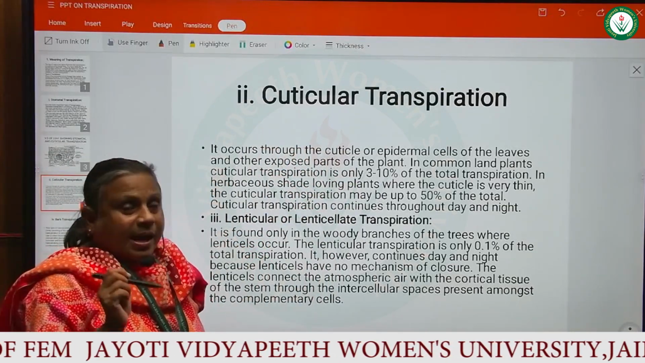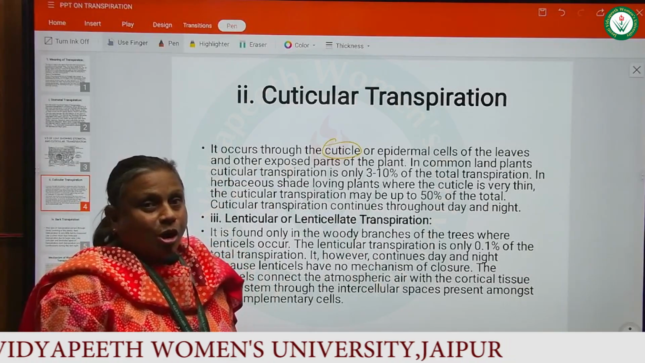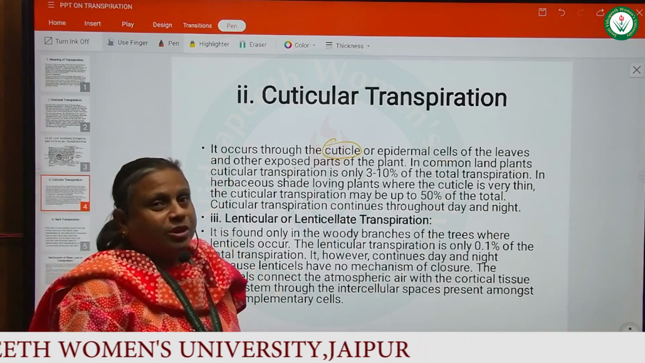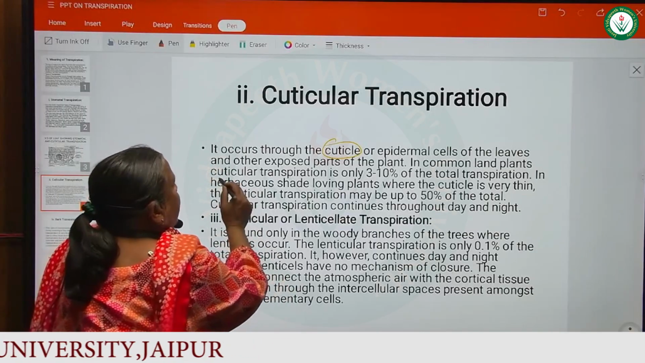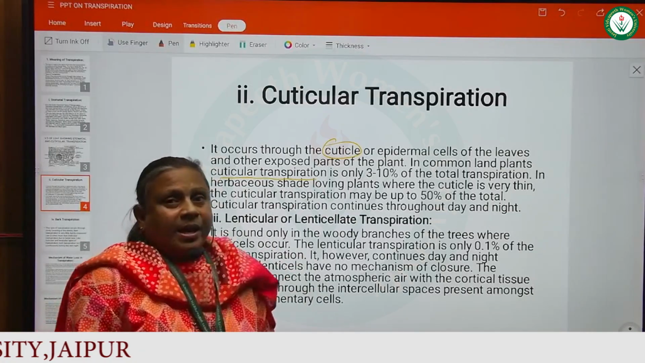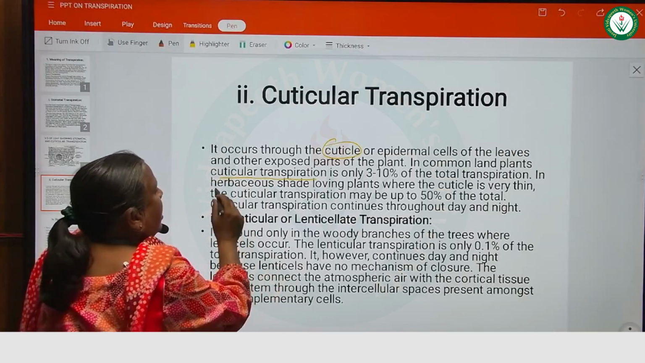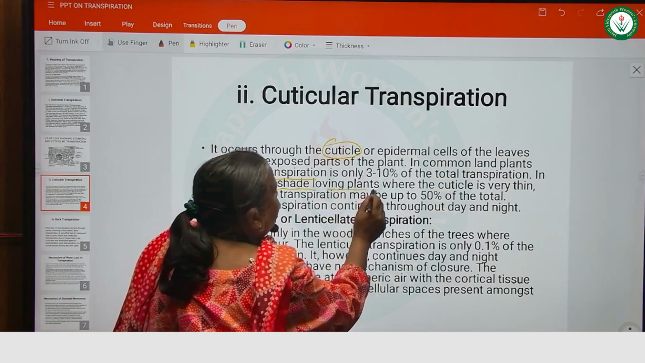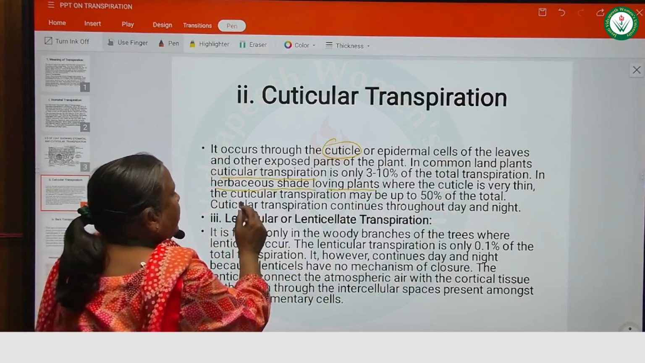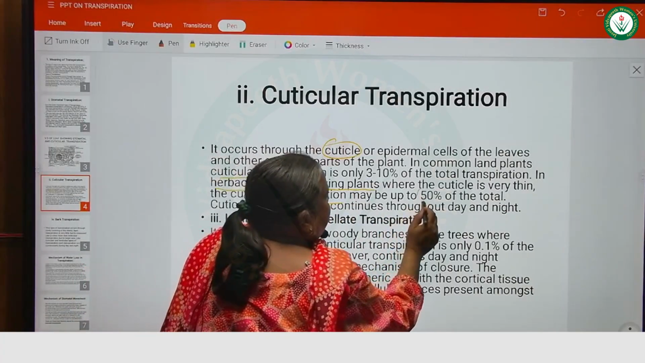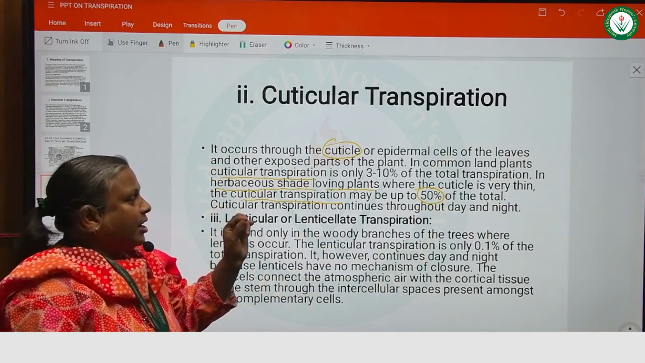Cuticular transpiration occurs through the cuticle or epidermal cells of the leaves and other exposed parts of the plant. In common land plants, cuticular transpiration is only 3 to 10% of the total transpiration. In herbaceous shade loving plants where the cuticle is very thin, the cuticular transpiration may be up to 50% of the total transpiration.